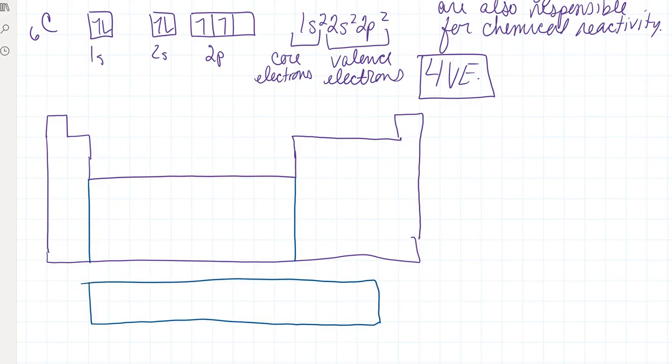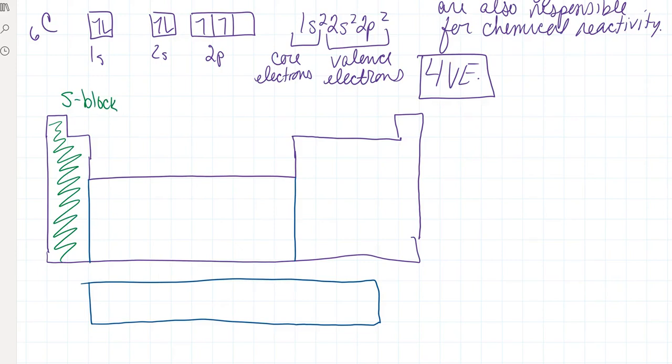So in this case, any element in these first 2 columns right here is going to have valence electrons in the s orbital. Or we'll see their electron configuration ends in s. So we call this the s block of the periodic table.